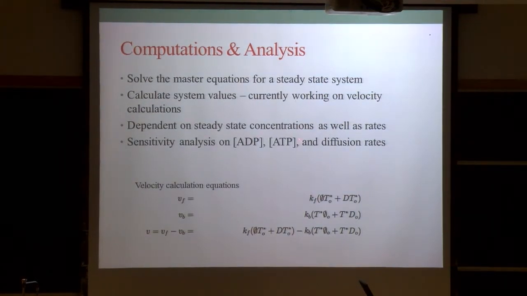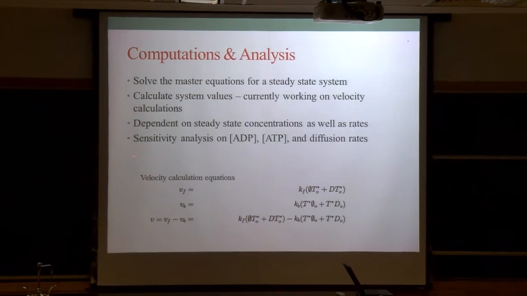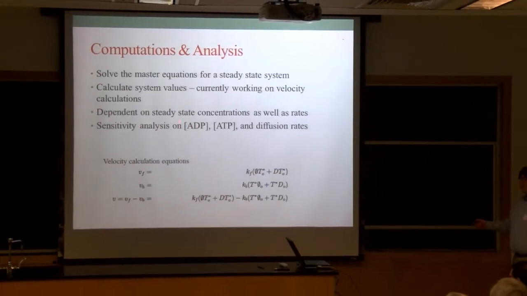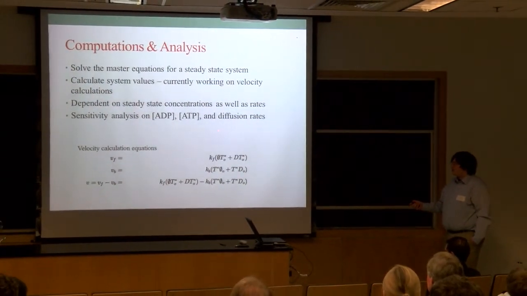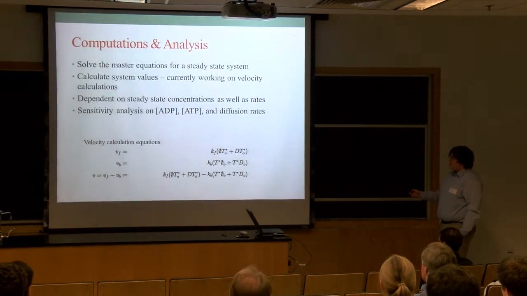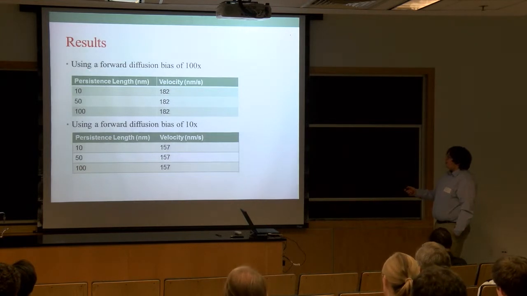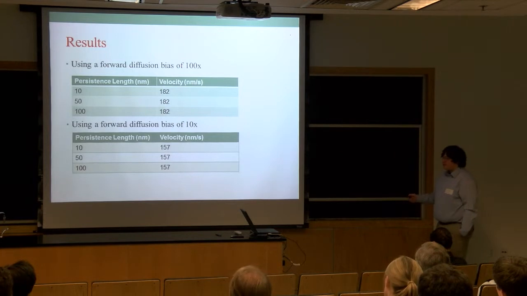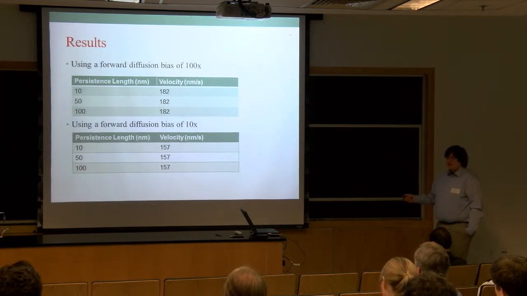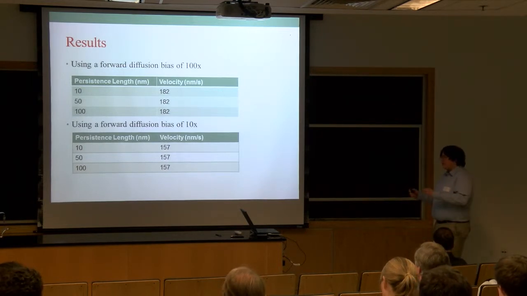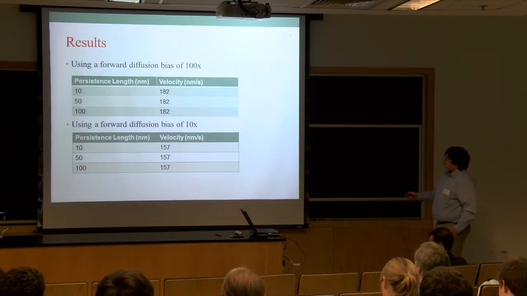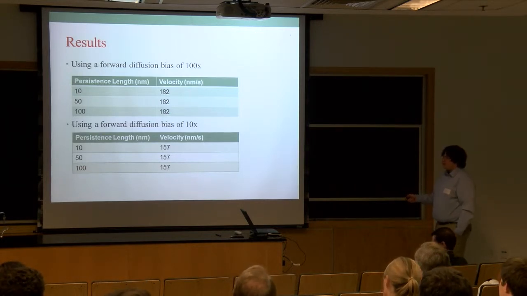So as I said, it's dependent on your steady state concentrations and rates, and then we look at how the concentration of ADP and ATP, as well as these two diffusion rates here, affects the velocity. I was talking about the diffusion rates. This is actually the diffusion bias, which goes into the rates, saying that your forward diffusion is 100 times more likely than your backwards diffusion because of the shape of the protein.